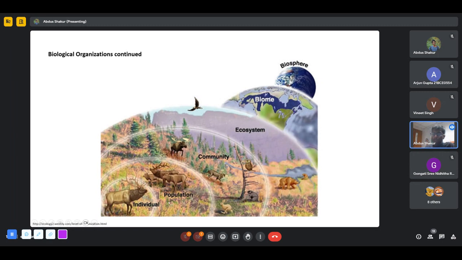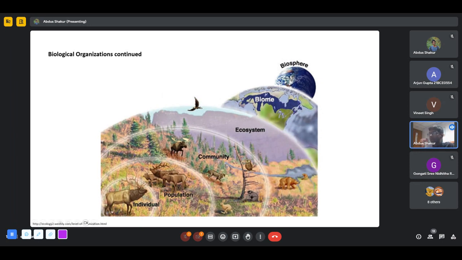it forms a population. And then different populations of multiple species. As you can see, there is a deer, hare, there's also multiple species of different populations that form together a community. And different such communities together are part of an ecosystem. And different ecosystems are part of a biome. And then different biomes constitute the biosphere. This is what we see.